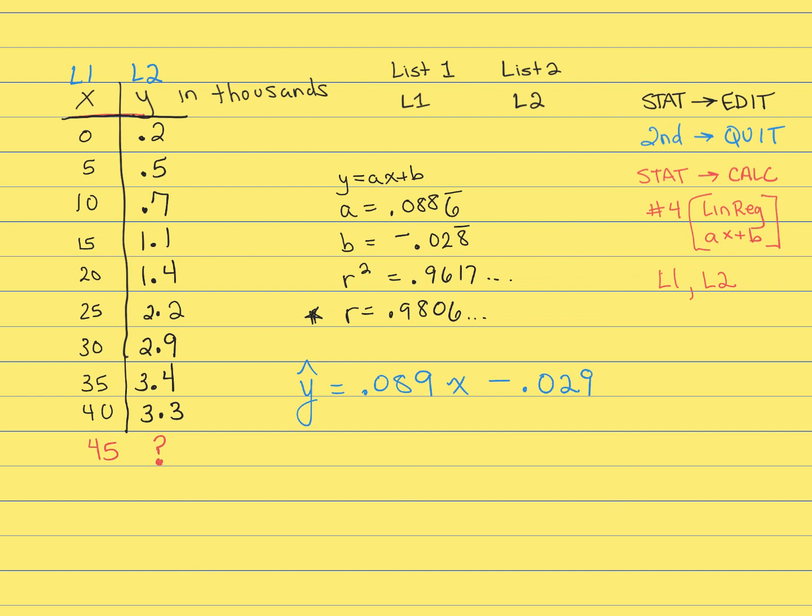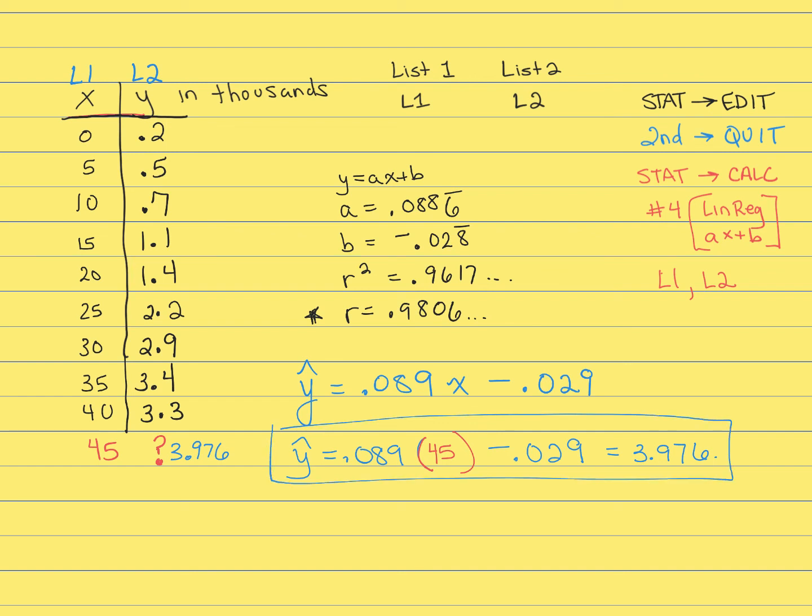Okay, so let's take a look. If I plug in my 45, what do I get for my value? I get 3.976. So our prediction for year 2025 would be 3.976 thousand. Now, how is this different from what we did on the previous slide?